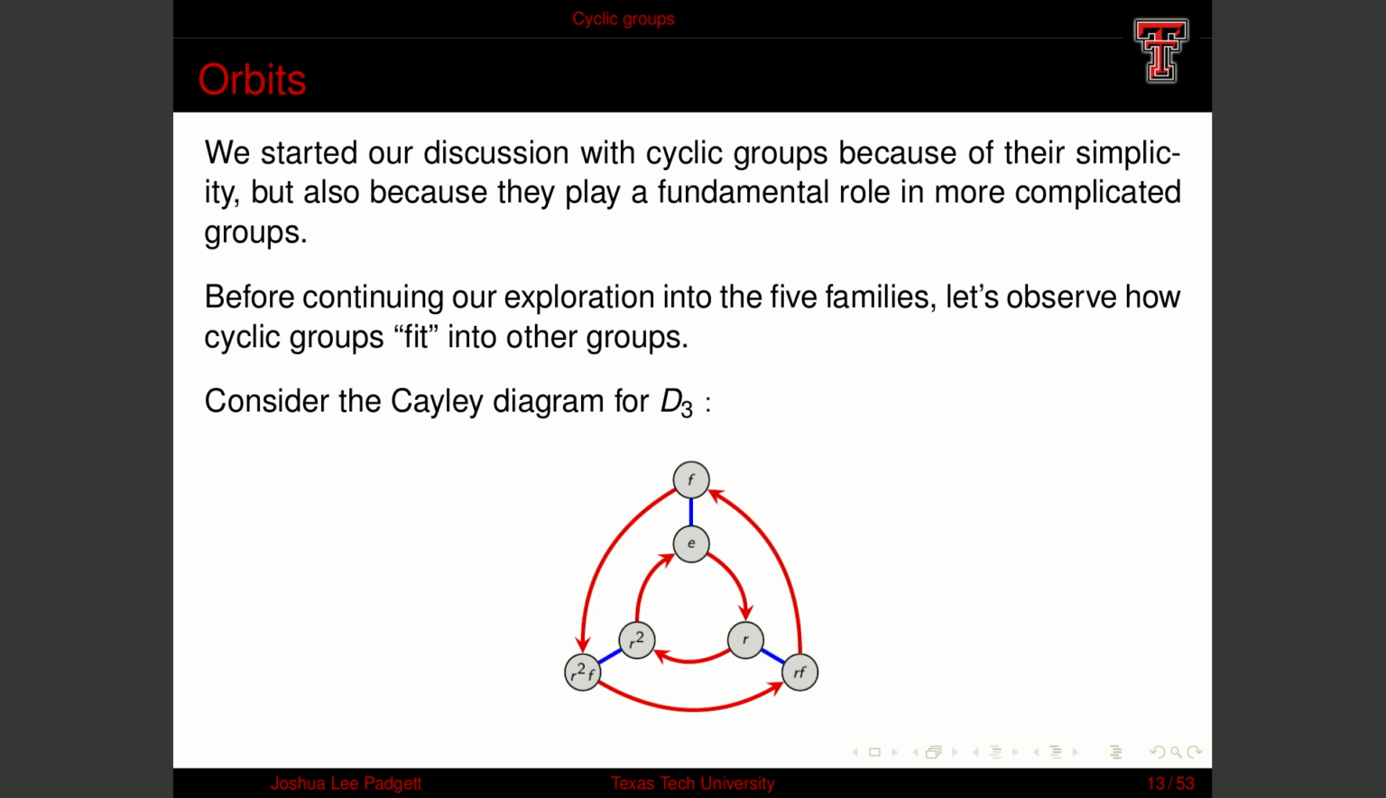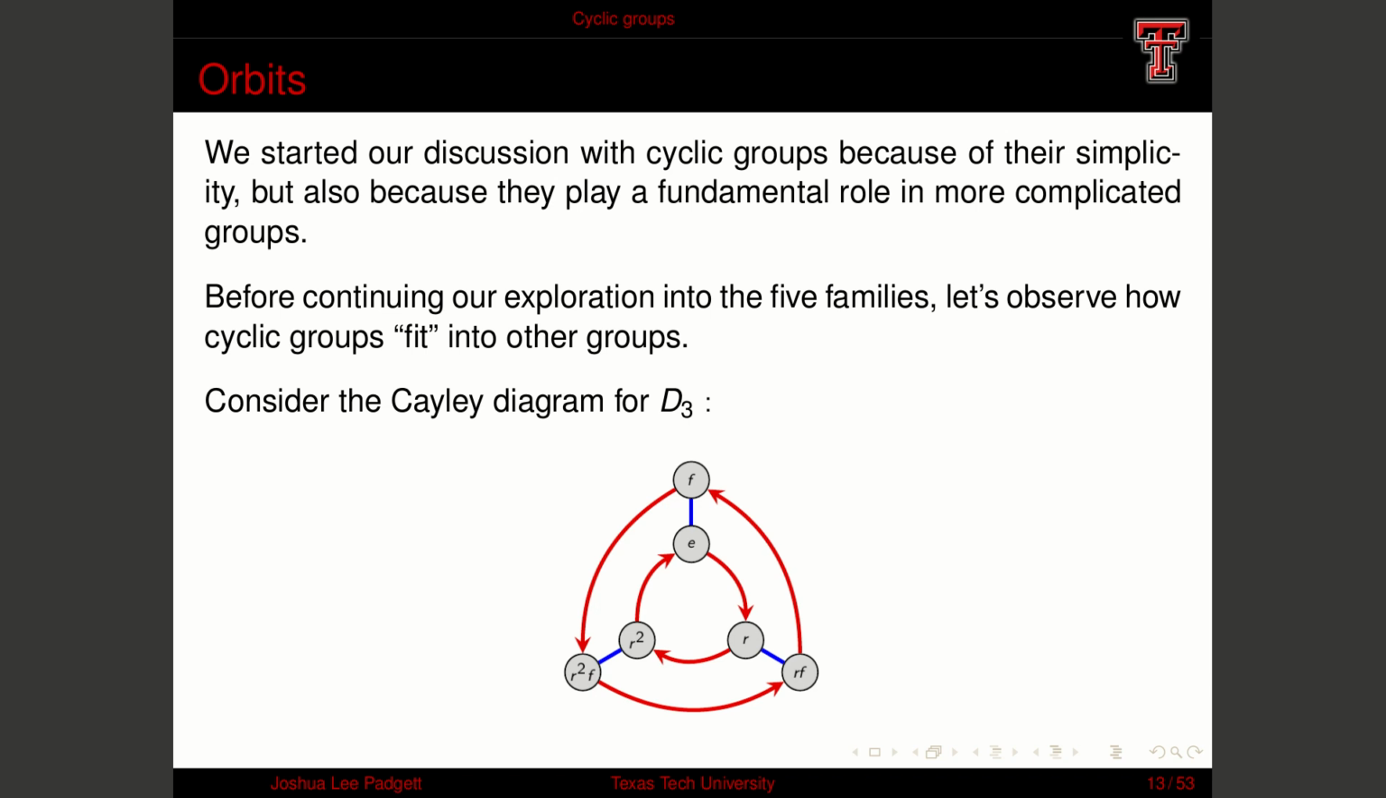But look what happens if I choose the element R. Well, then if I apply R again, I get R squared, and if I apply R again, I get E, and if I apply it again, I get R. I have this very circular feature that lives inside of the graph. And so what this means is really what we're going to call the orbit, right? This itself is a cyclic group in its own right. Similarly, the outer edge is a cyclic group in its own right.